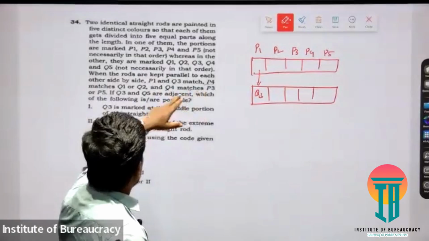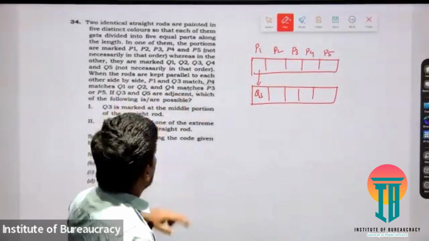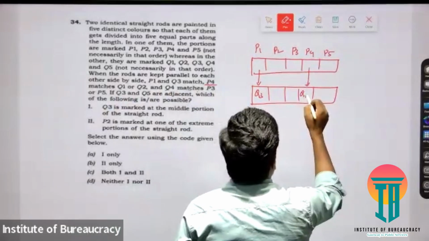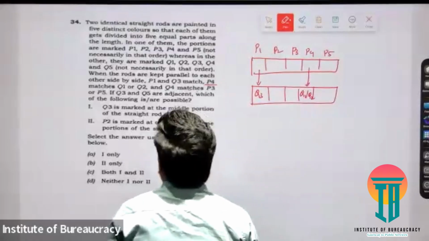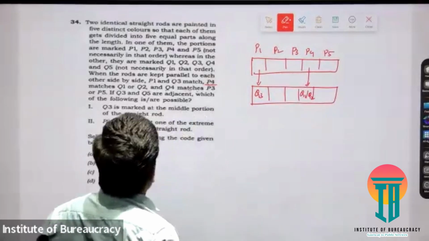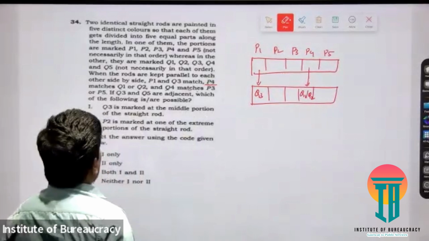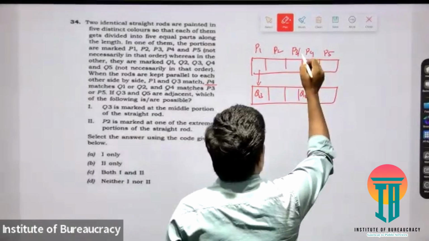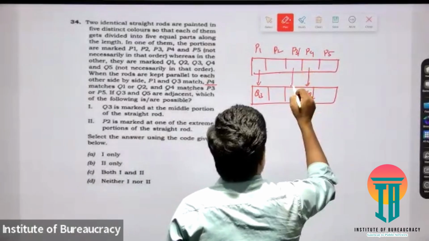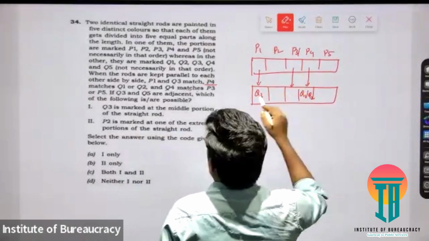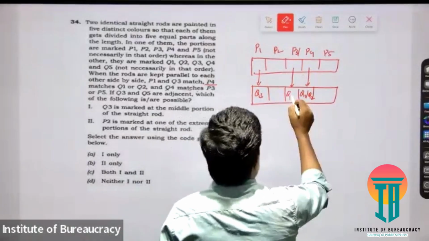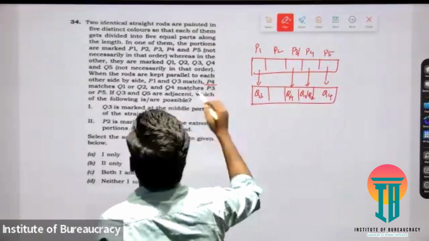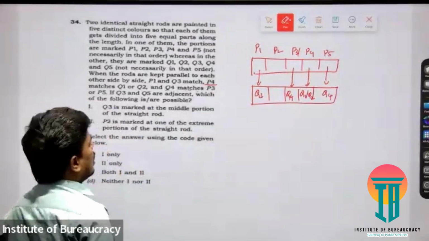And then P3 matches Q1 or Q2. Sorry, P4 matches Q1 or Q2. And Q4 matches P3 or P5. P3 or P5, it is going to be what? P3, Q4. Or here it is Q4. P3 or P5 matches what? Q4. That we don't know.